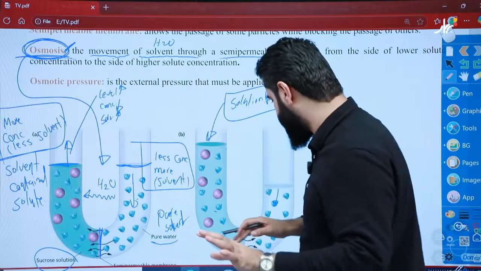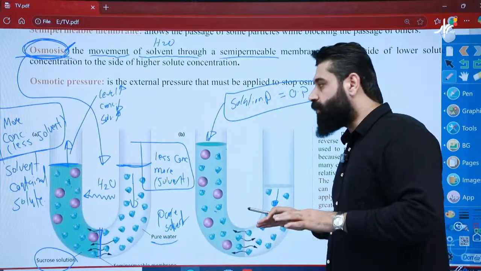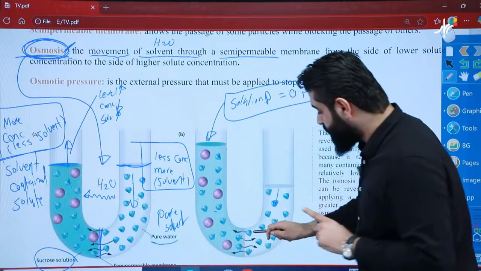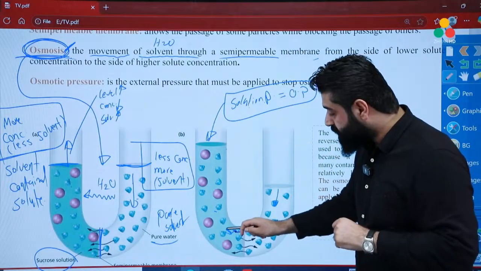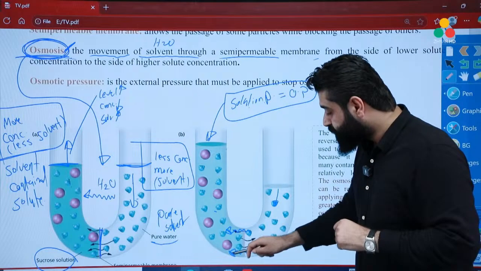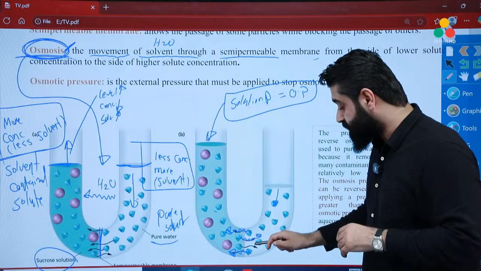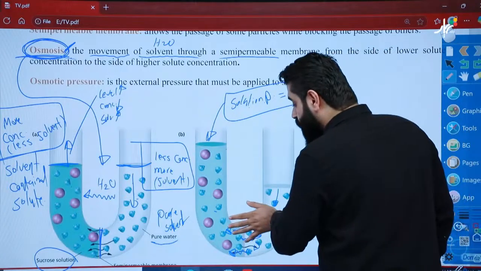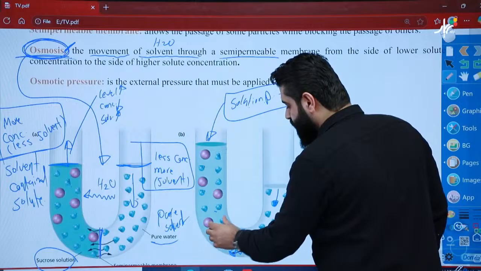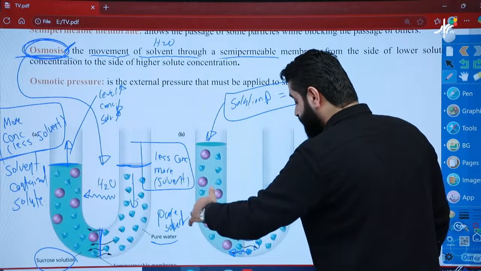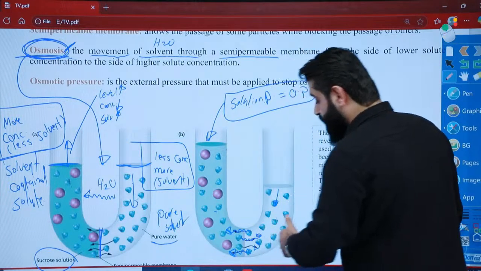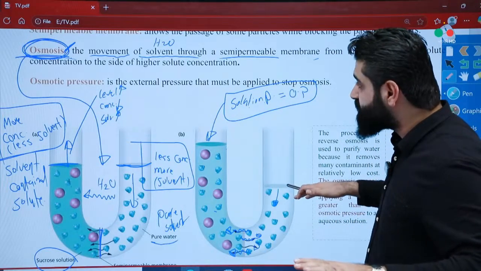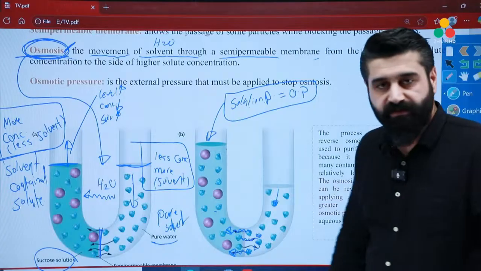But at that point, the average movement of molecules through both sides will be the same. What do I mean by this? It means if two water molecules transferred from this side, it will send back two water molecules. It means the number of water molecules that go toward the more concentrated side equals the number of water molecules that go toward the less concentrated side. So in this step, the osmosis process must be terminated.